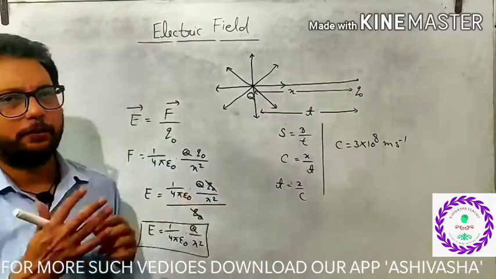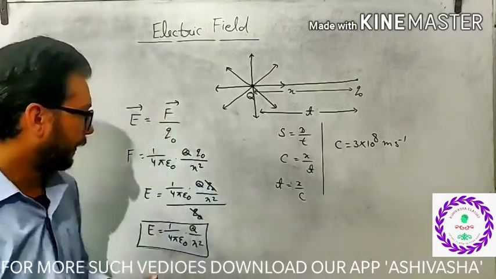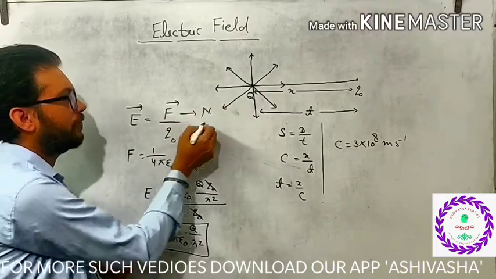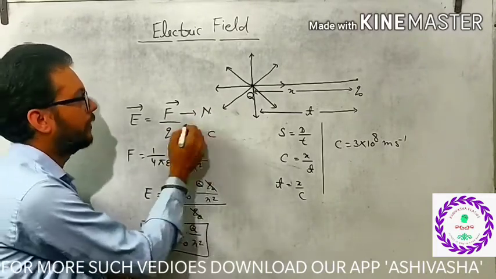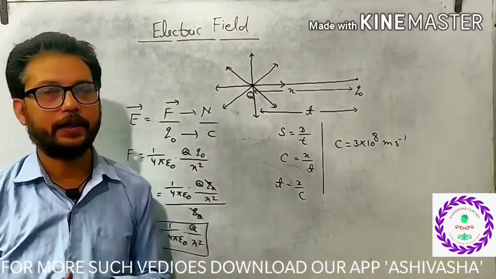So, this is the basic concept, and if we talk about its unit, the unit of force is Newton and the unit of charge is Coulomb. So Newton per Coulomb is the SI unit of electric field.